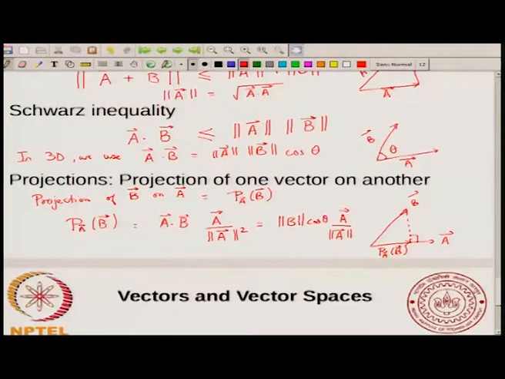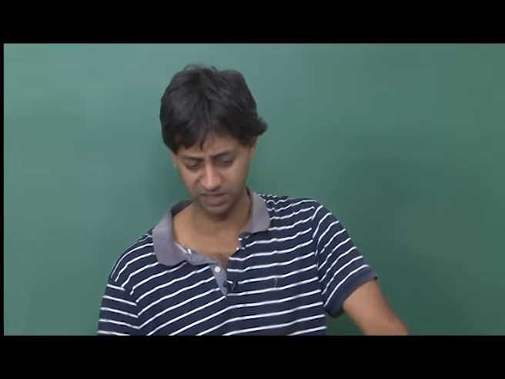So, this is the usual projection that you can define, and again projection operators can be defined not just in 3-dimensional space, but in arbitrary vector spaces. And again this is a very important tool in quantum mechanics. The projection operator and vector spaces will play a very big role in quantum mechanics.